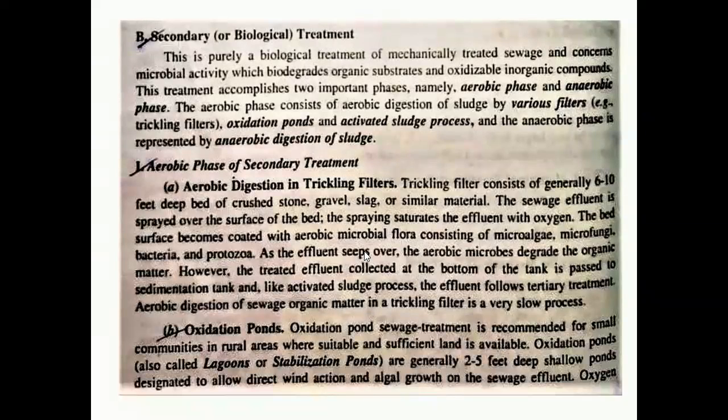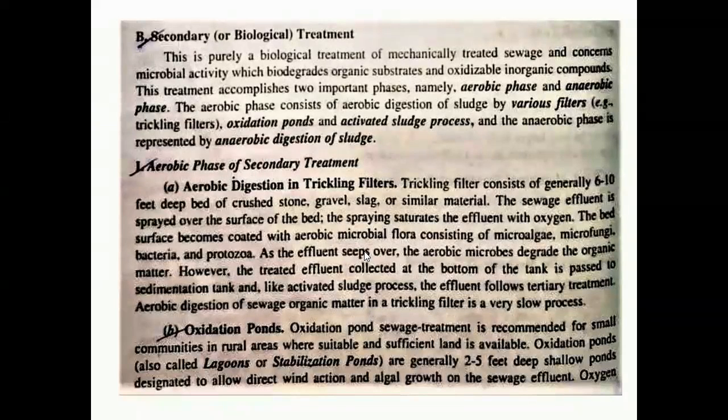The aerobic phase consists of aerobic digestion of sludge by various methods, that is trickling filters, oxidation ponds, and the activated sludge process, and the anaerobic phase is represented by anaerobic digestion of sludge. Now coming to the aerobic phase of secondary treatment. Here we are observing the aerobic digestion in trickling filters, oxidation ponds, and the activated sludge process. Now coming to the trickling filters.